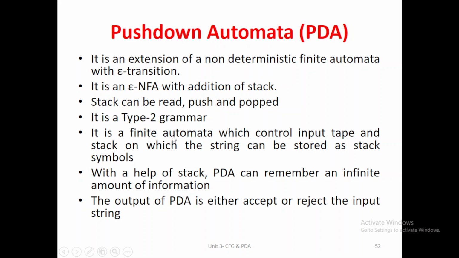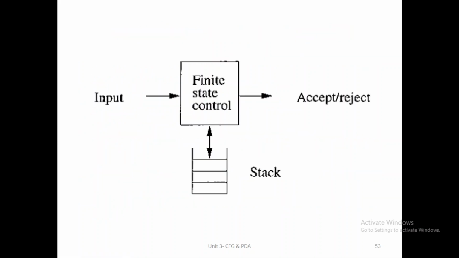It has a finite state control which takes input from an input tape, and this finite state control also controls a stack. The stack contains input strings with initial symbols in it. With the help of a stack, a PDA can remember an infinite amount of information from an input tape. So the output of PDA is, if you give an input string, either it will accept that string or reject the string based upon a context-free language or a context-free grammar.